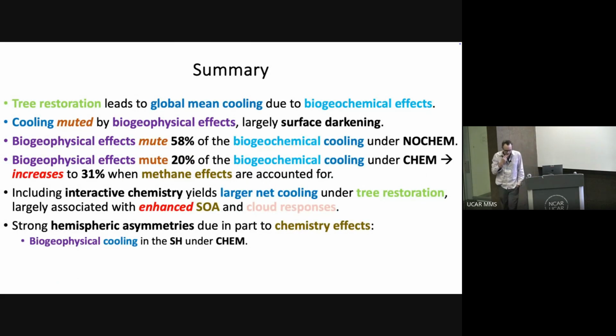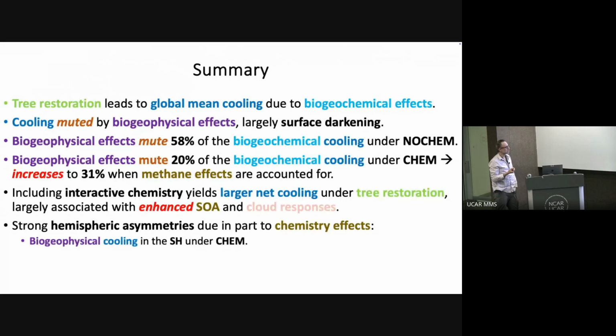And so to summarize, I already gave you the first point up there. So the biogeochemical cooling is dominating over the biogeophysical warming. Biogeophysical warming is largely due to the albedo term, right, surface darkening. The important thing here, though, is that the biogeophysical effects mute 58% of the biogeochemical cooling under no chem.